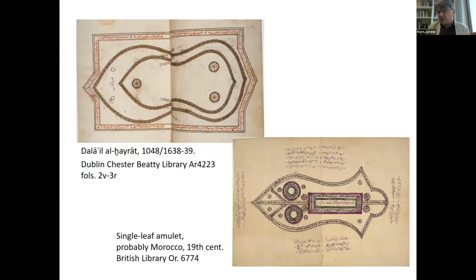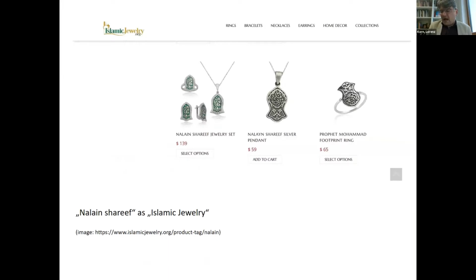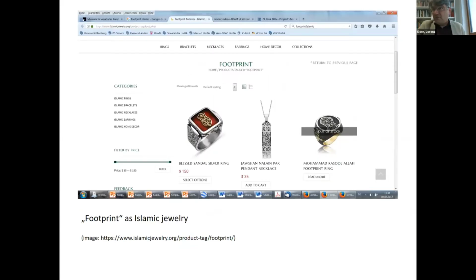These schematic depictions of the sandals were sometimes also included in one of the most widespread religious books of the Ottoman period, Al-Jazuli's Dala'il al-Khairat, top left. The veneration for the Prophet's sandal in this characteristic shape and its talismanic use has apparently never stopped, as we can see on a present-day website advertising jewelry with a representation of the sandal in its typical outline.